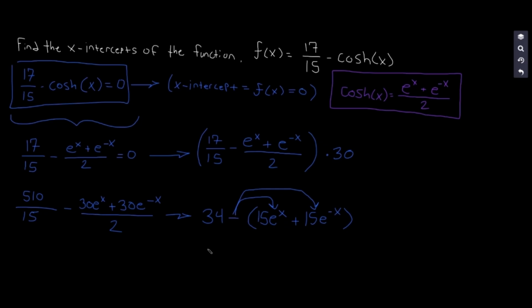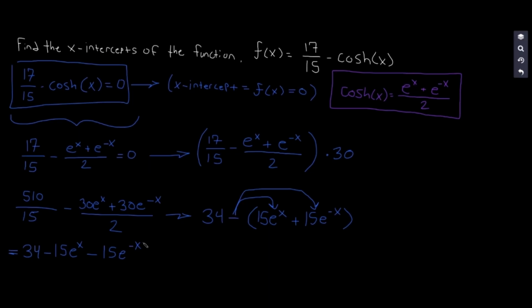Anyway, I digress. So this will be equal to 34 minus 15 times e raised to the power of x minus 15 times e raised to the power of negative x.